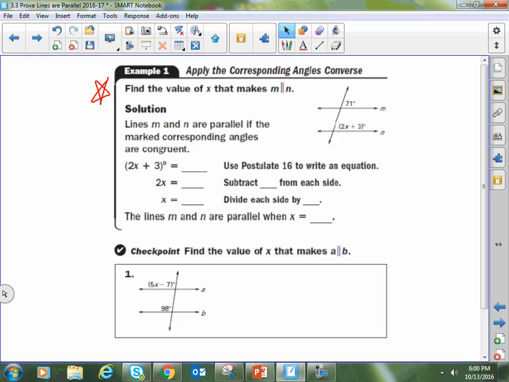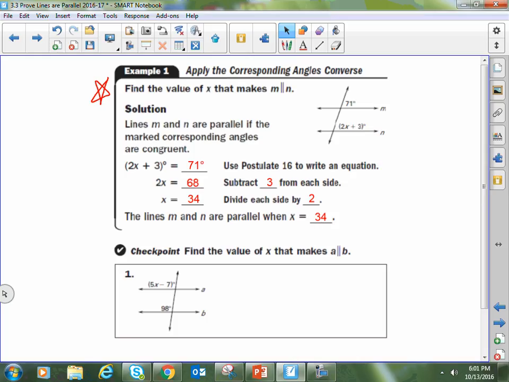So if lines m and n are parallel to each other, then the corresponding angles have to be congruent to each other, and that's exactly what we see. So we would set up the equation to say that the corresponding angles 2x plus 3 must be equal to the 71 degrees. And then you're going to wind up subtracting 3 from both sides, which gives you 2x is equal to 68. And then using the division property, we'll say x has to be 34. So when the value of x is 34, then the corresponding angles would be congruent. That's the value of x that would make line m parallel to line n.